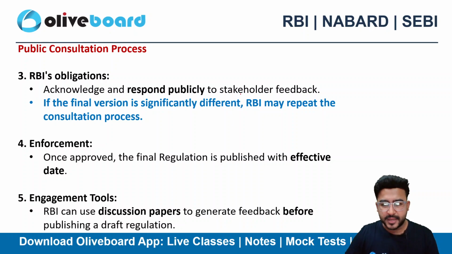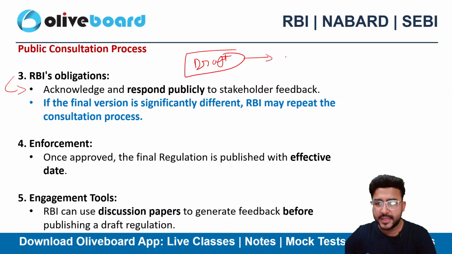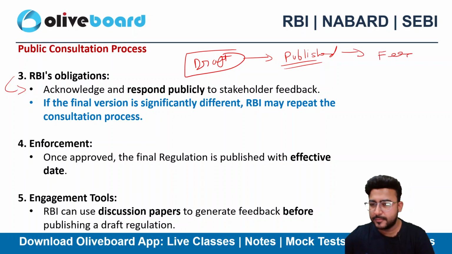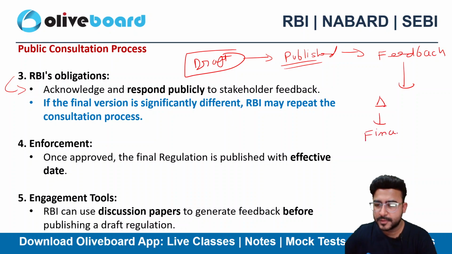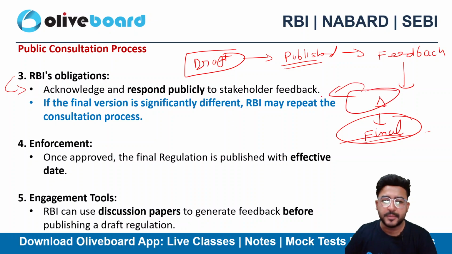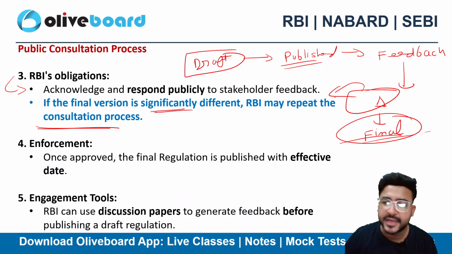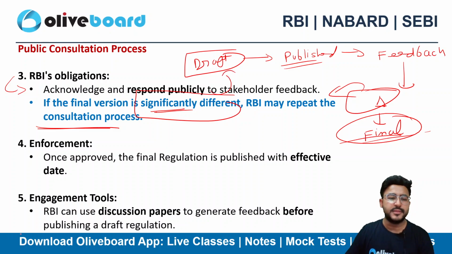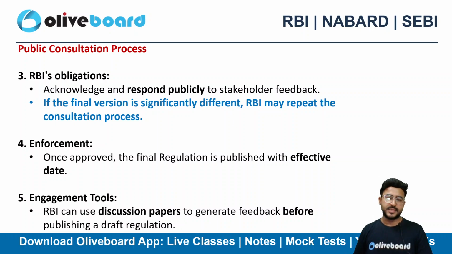Acknowledge and respond publicly to all the stakeholders' feedback. It is RBI's obligation to acknowledge and respond publicly to stakeholders' feedback as well. Let's suppose we have created a draft version, right? Then we published it on the website. People have also given their feedback, right? And now RBI has made some changes in the final version. So before releasing the final version, RBI can repeat the consultation process if it has made significant changes. If it's significantly different from the draft, then definitely it can repeat this consultative process, so that the public can again comment on those changes and reevaluate things from their own end, right?